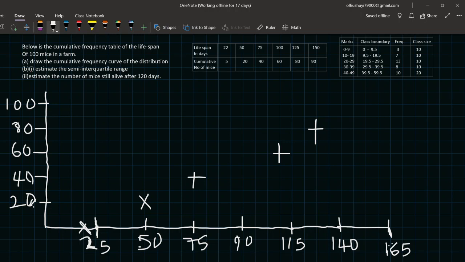Then 150, 150 to 90. So this is somewhere here. No, that is 100. So that is wrong. The 150.